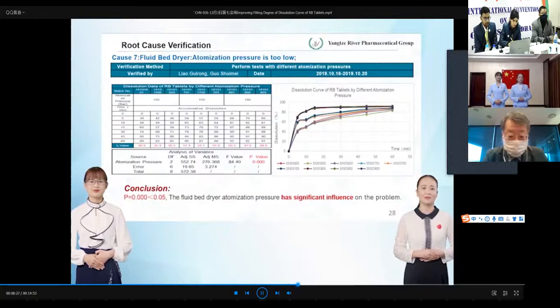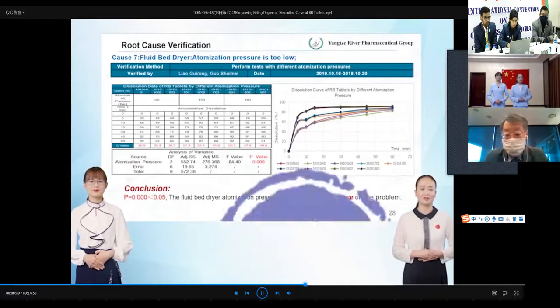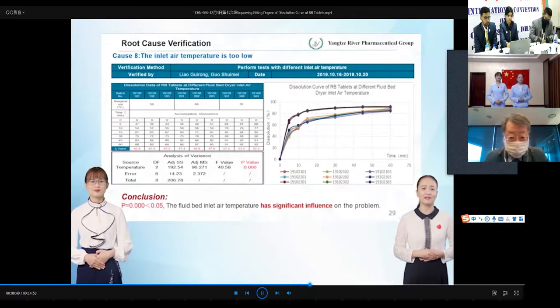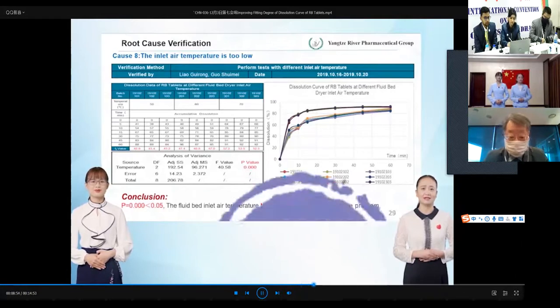Cause 7, optimization pressure of fluid bed dryer is too low. We conducted tests by different optimization pressures. The results show that the pressure had a significant influence on the problem. This is a root cause. Cause 8, inlet air temperature of fluid bed dryer is too low. We conducted tests by different air temperatures. The results show that it had a significant influence on the problem. This is a root cause.